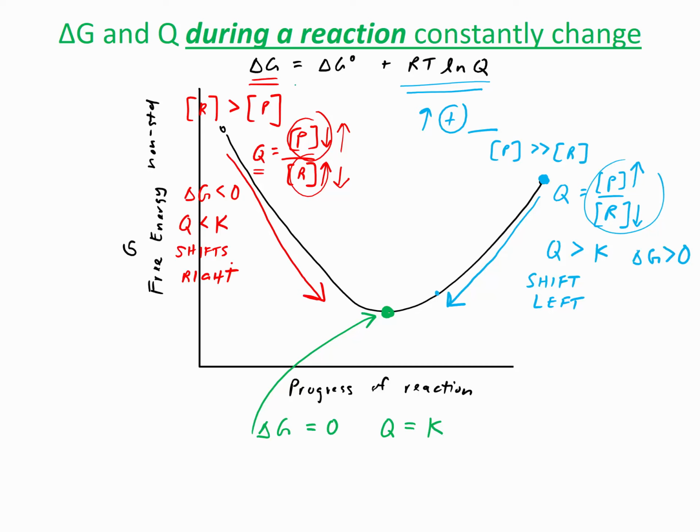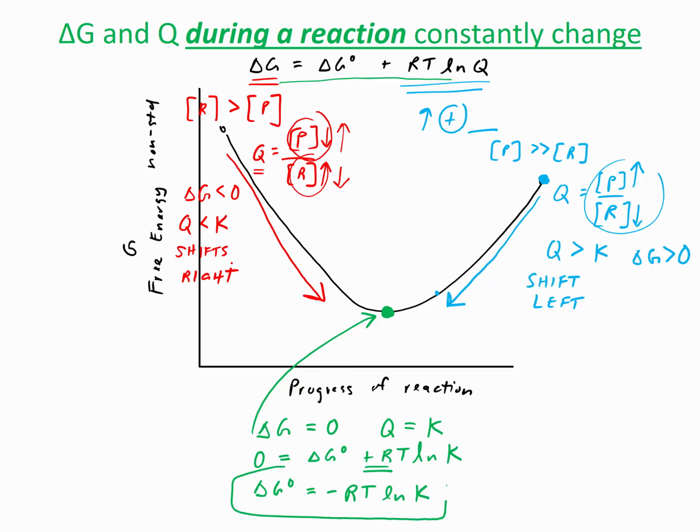So let's take a look at our equation when we're at the middle dot right here. If we set Q equal to K and delta G non-standard equals 0, we plug in 0 for that, and we get delta G standard plus RT ln of, instead of Q, we write K there since Q equals K. Now we're going to move this term over and solve for delta G standard. So it would equal the negative RT ln of K.